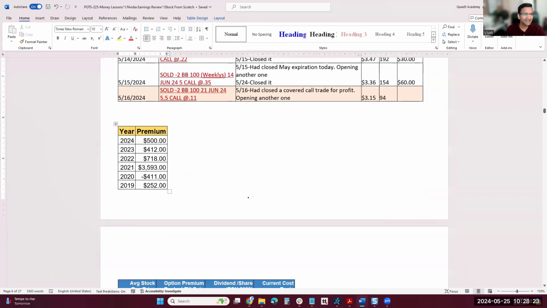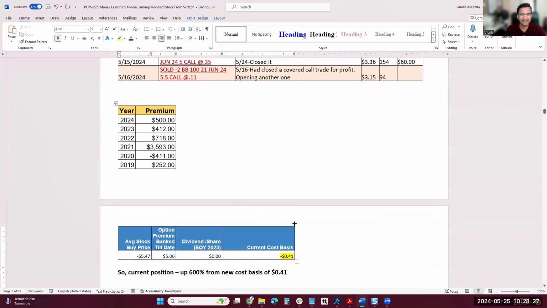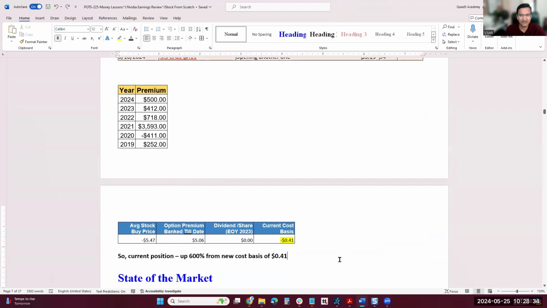Rome wasn't built in a day. Neither will reducing the cost basis to zero happen in a day. But if you stick to it, it does. And that's why it works for me. That's why I do it.